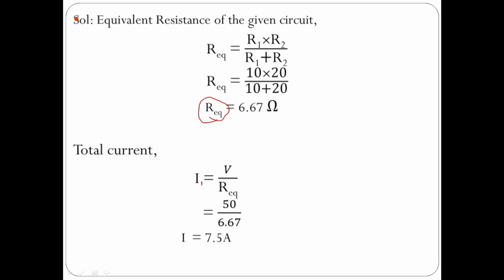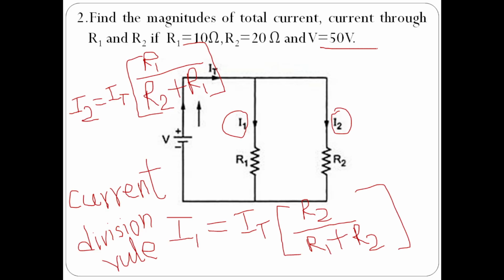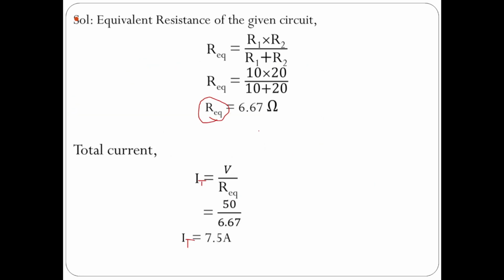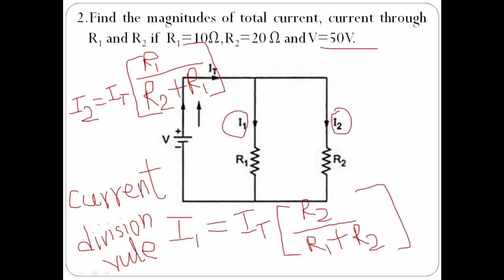What is IT? Total current. IT is equal to total voltage, that is supply voltage, by total resistance. The supply voltage is 50 volts. So 50 divided by total resistance, which you got as 6.67. Just dividing 50 by 6.67, you will get 7.5 amperes. So we have got I total.